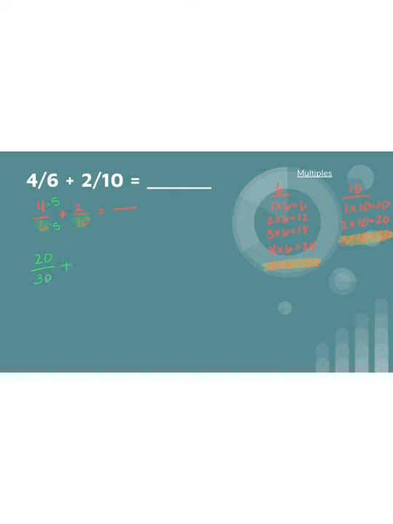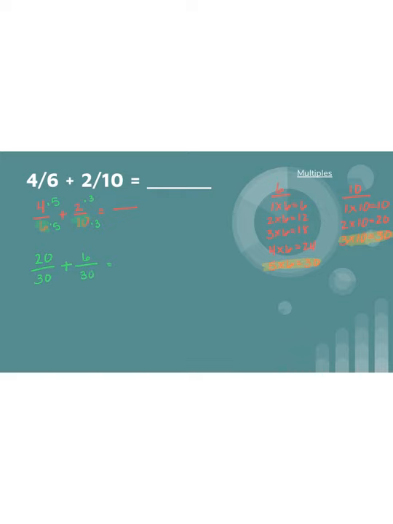Plus, okay, so now I have a 10, so I'm going to go in my 10, my multiple's a 10, and I see I multiplied 10 by 3 to get to 30. So I'm going to say times 3 here, and if I times 3 there, I got a times 3 here. So 2 times 3 is 6, and then 10 times 3 is 30.